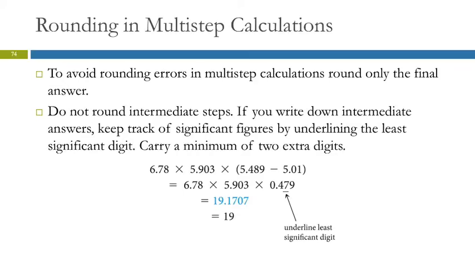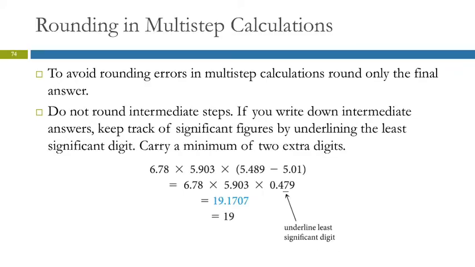We sometimes have multi-step calculations. We don't want to have rounding errors. If you round at every step, sometimes those rounding things will cause your final answer to be skewed either to the big side or to the small side, and we don't want that to happen. So what we do is we keep extra digits and we round at the very end. My rule of thumb is keep 2 extra digits. You can keep more if you want to, but keep 2 extra digits.